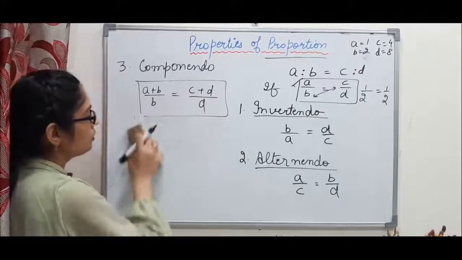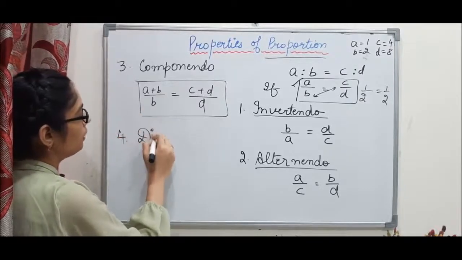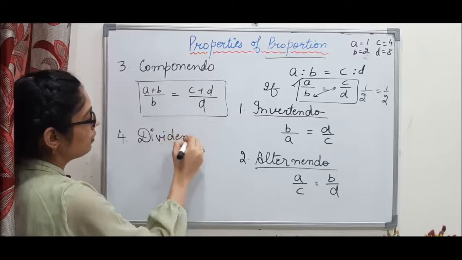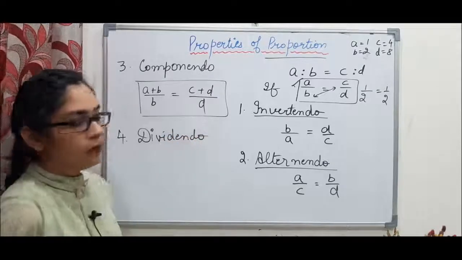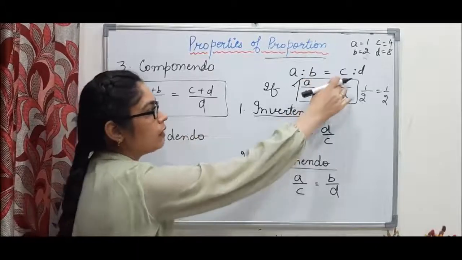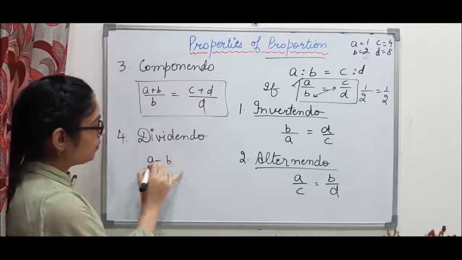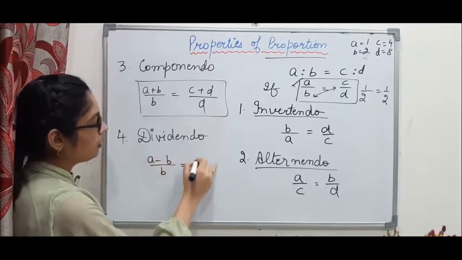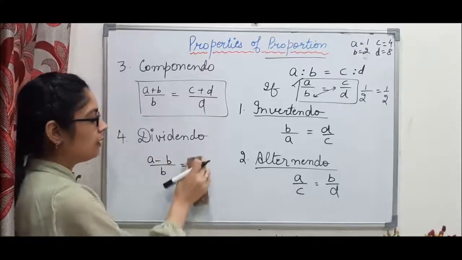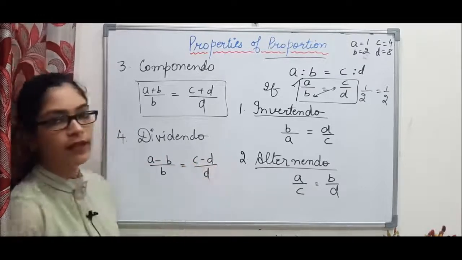Fourth property is dividendo. Componendo is the third property. According to dividendo, if A by B is equal to C by D, then A minus B by B will be equal to C minus D by D. So this also we can check.